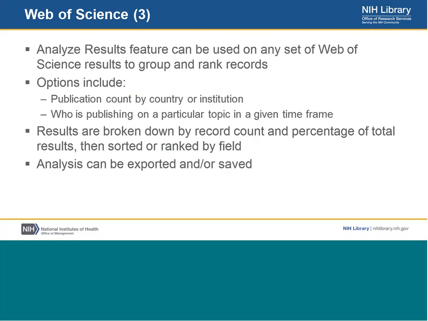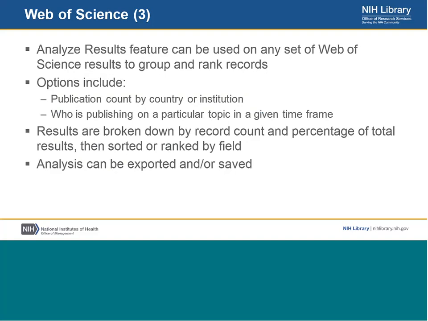But within Web of Science, you also have this Analyze Results feature, which can be used on any set of Web of Science results to help you gather some preliminary data about the set of records that you're working with. So some of the things you can look at are publication count by country or institution. You can also look at who's publishing in a particular topic area during a particular period of time. There's a lot of faceting and filtering that you can do with that Analyze Results feature right in the Web of Science interface. We'll explore that more in future sessions.